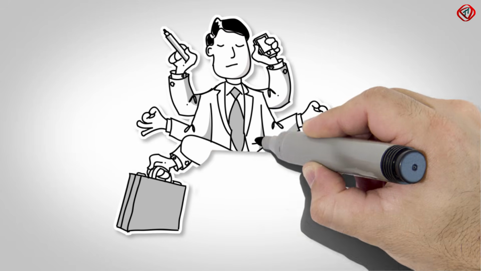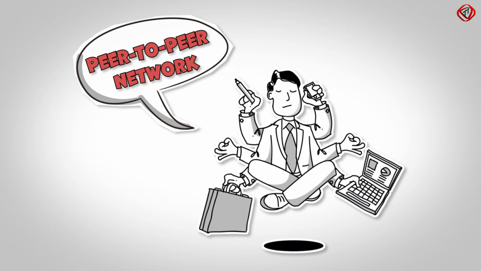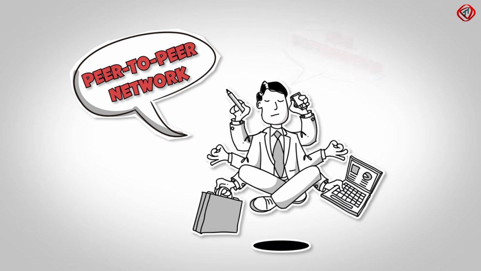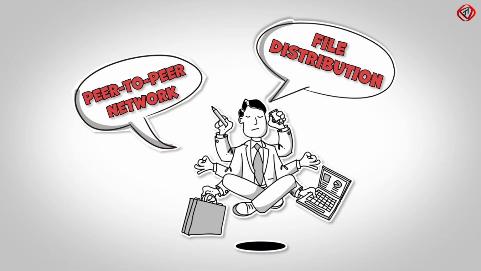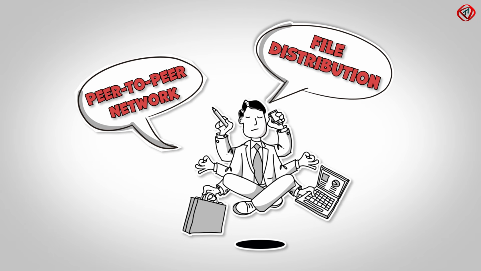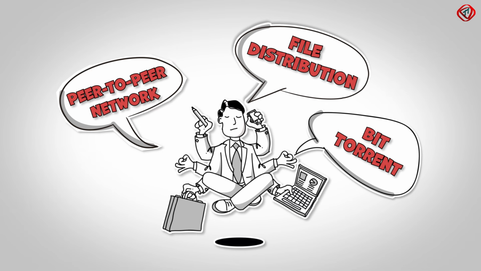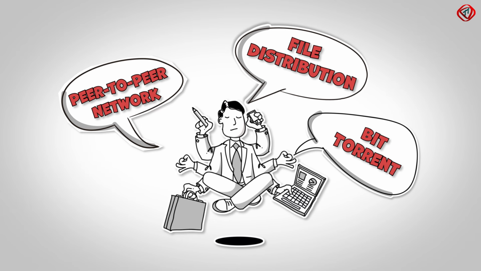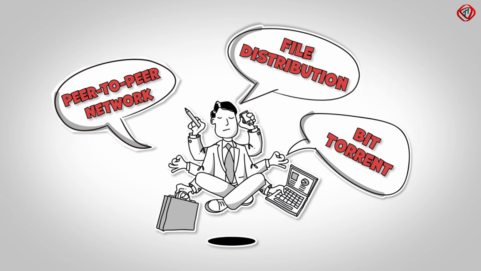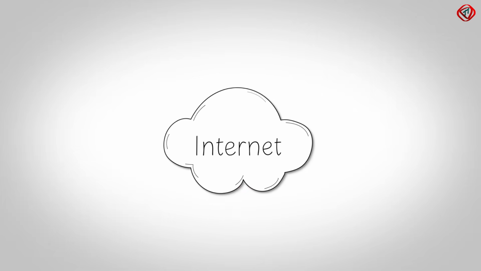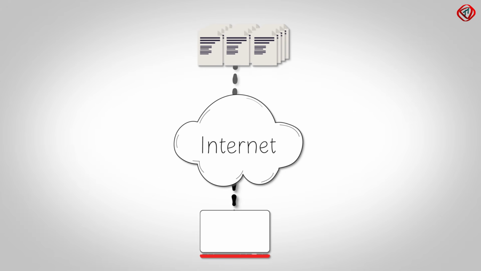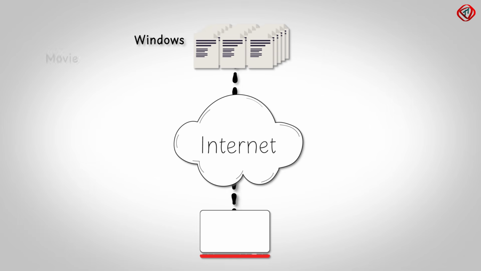In this video, we will understand peer-to-peer networks, how files are distributed in a peer-to-peer system, and how BitTorrent makes file sharing fast and efficient. So let us start. Imagine this. You want to download a very large file. Maybe it is a new version of Windows, a movie, or a software update.